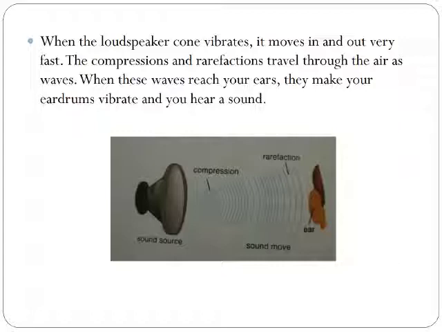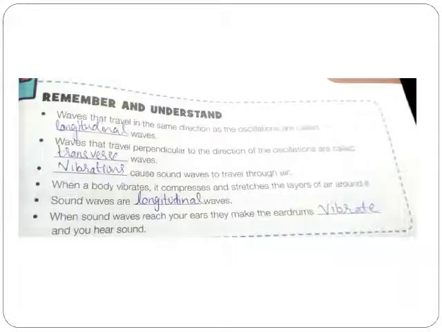This is the diagram. In this diagram, you can see that there is a source of sound and sound moves through the air and you hear this sound by your ears. These are the compressions and rarefactions. The regions that are closer are called compressions, and the regions that are far away from each other are called rarefactions. Remember and understand. Waves that travel in the same direction as the oscillations are called longitudinal waves. Waves that travel perpendicular to the direction of oscillations are called transverse waves.